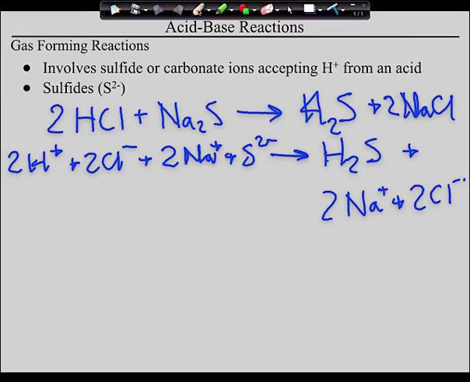Do protons do chemistry? Yeah, because they go away as a gas. Does chloride do chemistry? No chemistry. Does sodium ion do chemistry? No chemistry. Does sulfide ion do chemistry? It does. There's your net ionic equation.